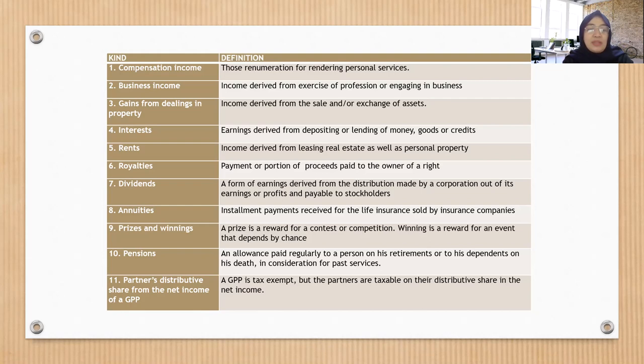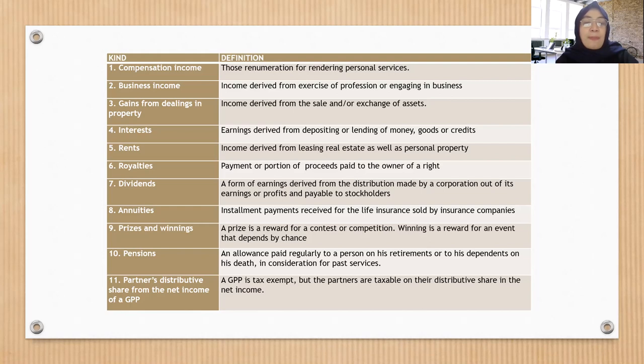Prizes and winnings. So there are also prizes and winnings that are subject to normal income tax. Okay, a prize is a reward for a contest or competition. A winning is a reward for an event that depends on chance. Lotto or PCSO winnings, these are excluded from income tax. There is a law, the tax law excludes them. Okay, so we will discuss further on that later on the exclusions.